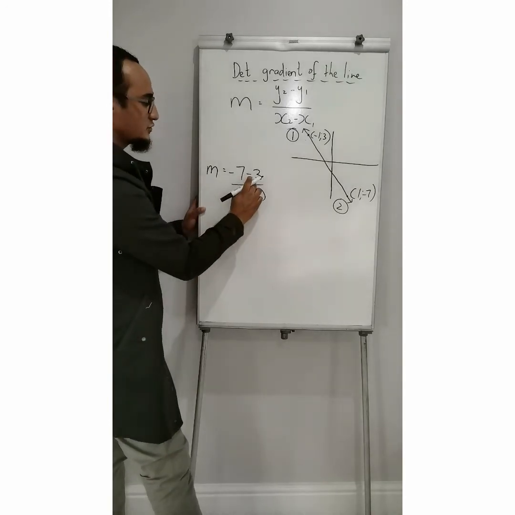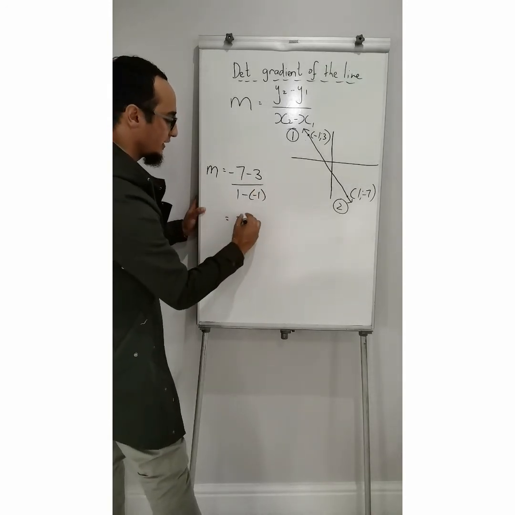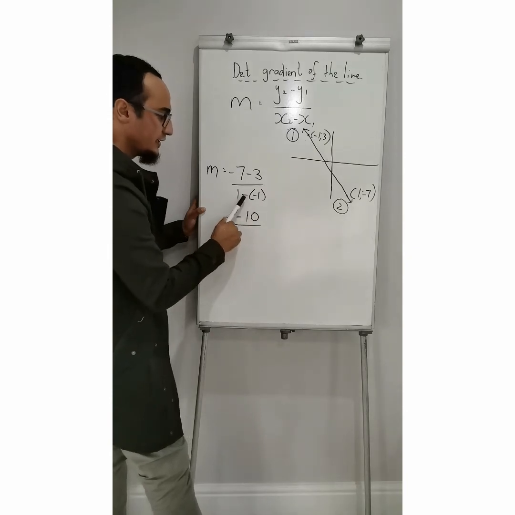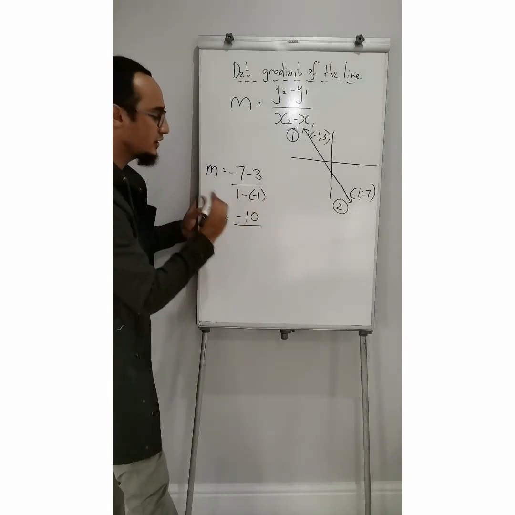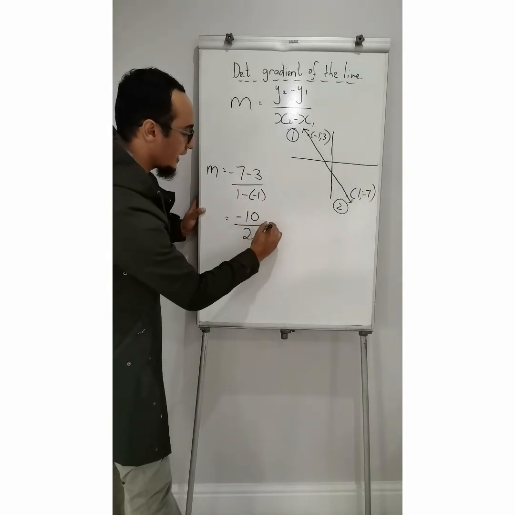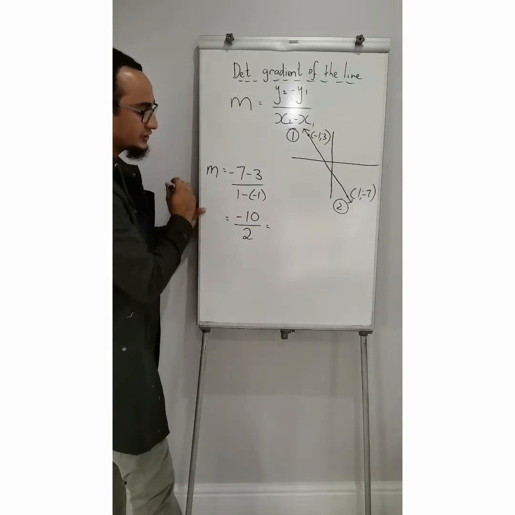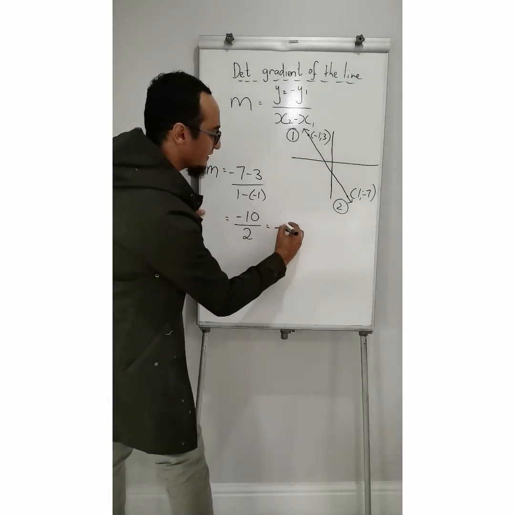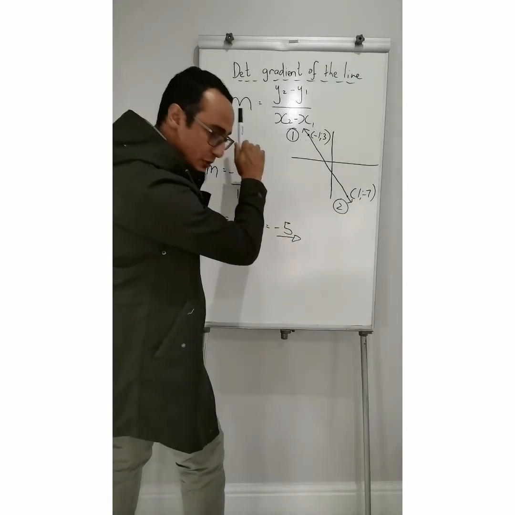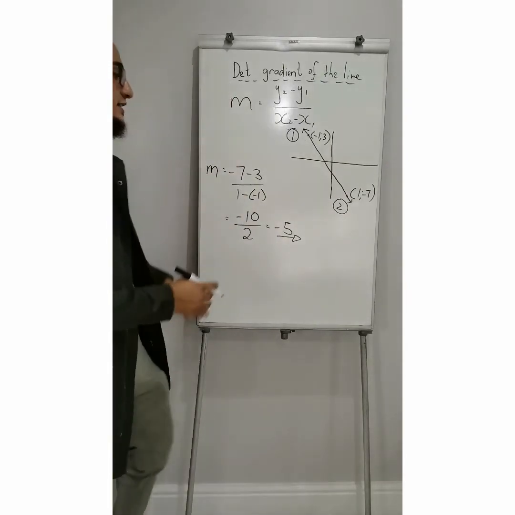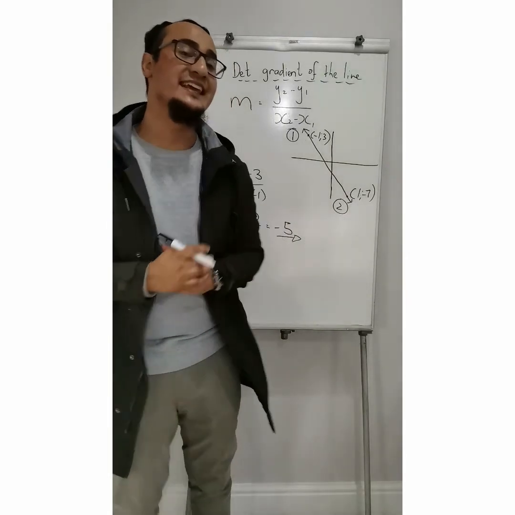So if I simplify this, that is going to be negative 10 over. Negative and a negative is a positive. So 1 plus 1 is going to be equal to 2. And negative 10 divided by positive 2 is negative 5, and the gradient of this straight line going in a downwards direction is going to be equal to negative 5.